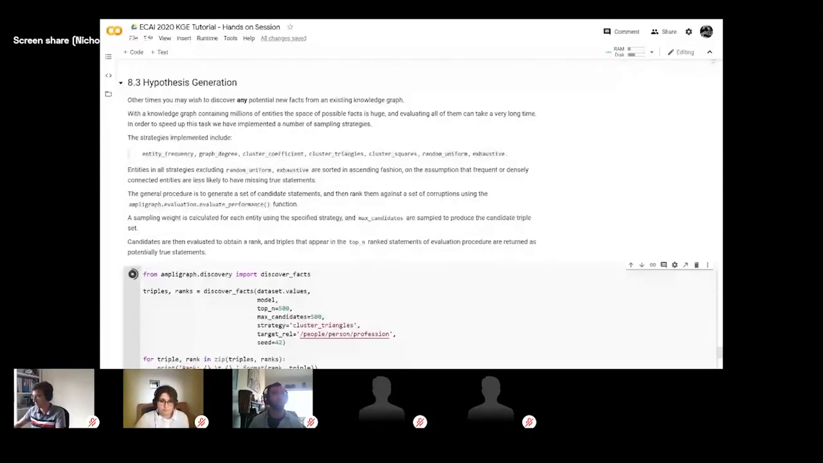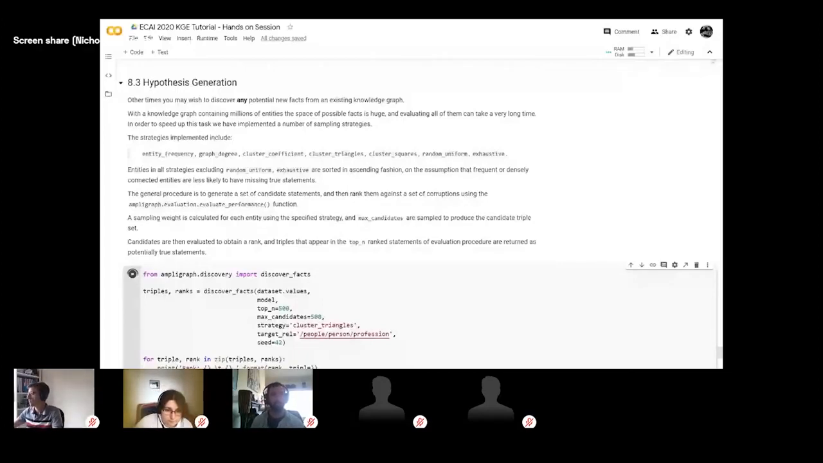These include entity frequency, where we simply take how frequent each entity is in the graph and use that as our sampling weight. We also have graph metric approaches, looking at graph degree, cluster coefficient, and metrics looking at local graph structures like cluster triangles and cluster squares.